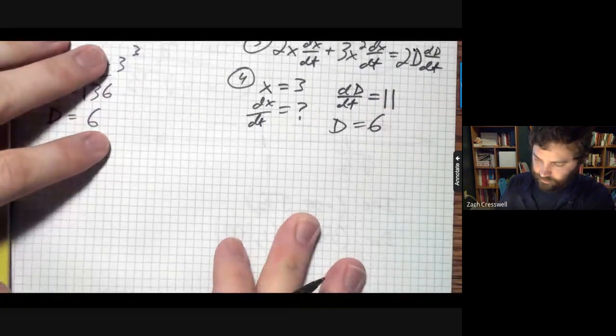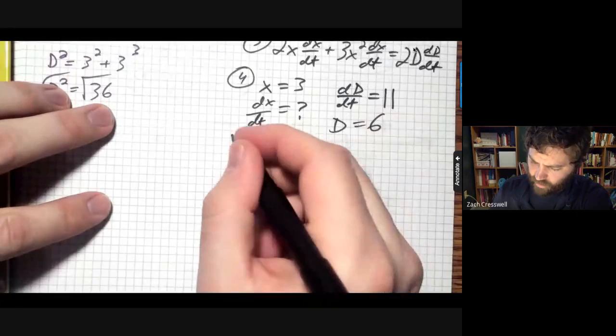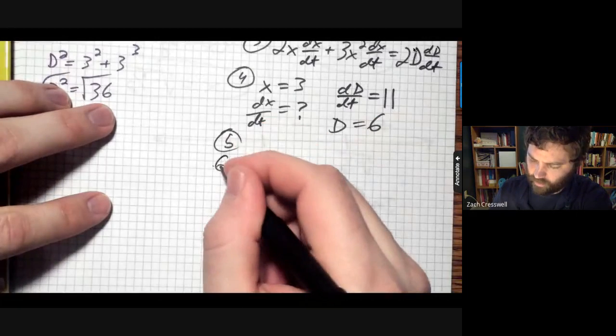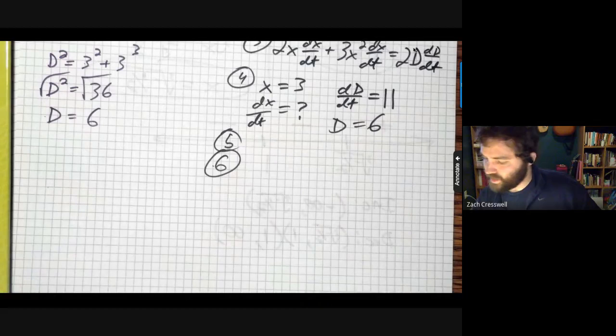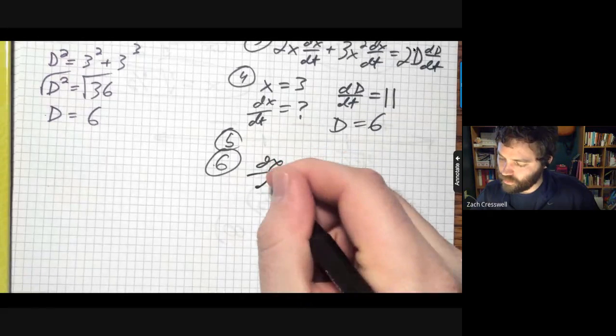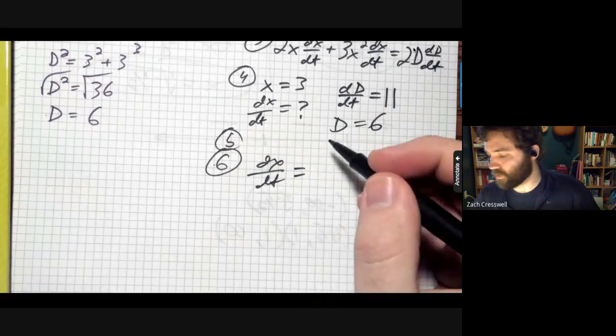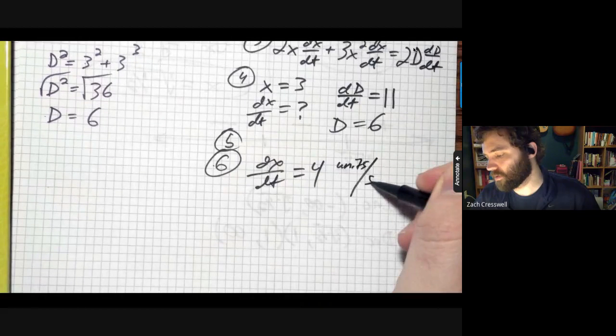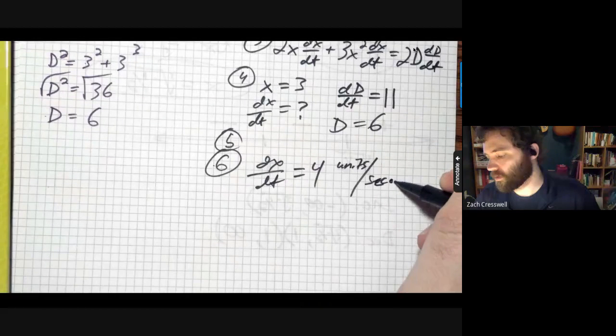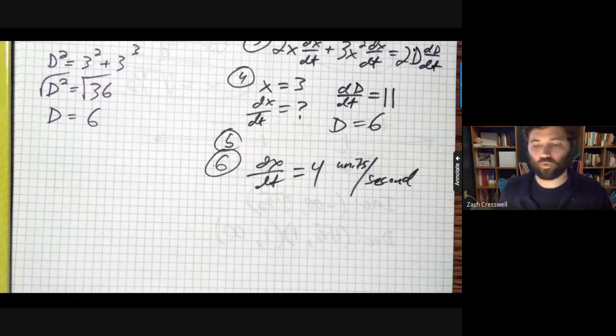Plug everything in and solve. I'm going to skip that step. I'm going to go right to step 6 again just to save some time. You end up with dx/dt equal to 4 units per second. All right, questions on number 60?